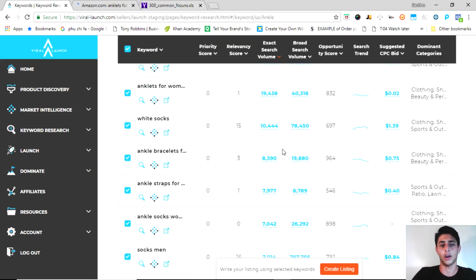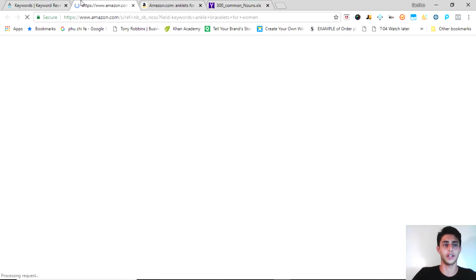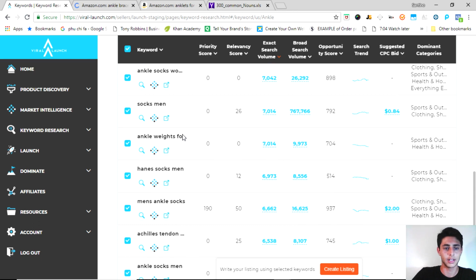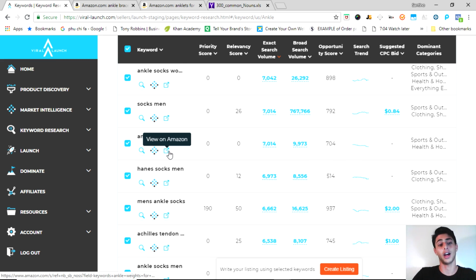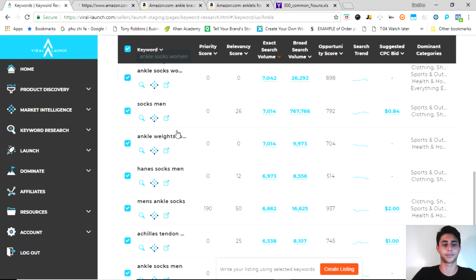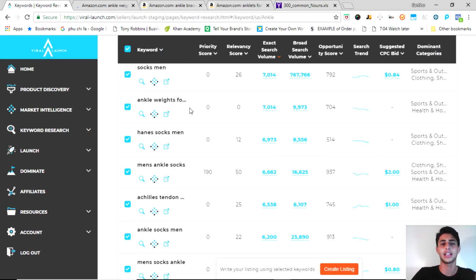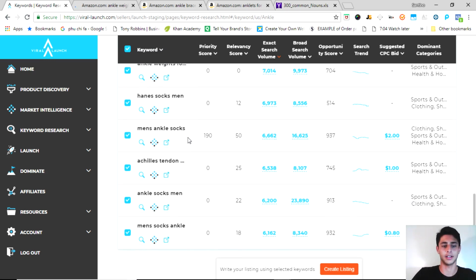Anklet bracelets, 8,000 monthly searches, opportunity score of 964, but a kind of high CPC bid, but we'll just check it out anyways. And ankle weights for women, opportunity score of 704, exact monthly search volume of 7,000, and there's not even a suggested CPC bid, which probably means that there's not enough data to actually give an accurate bid price. And what that usually means is that there's not that many people bidding for this keyword or this search phrase. And if I ever say keyword, search term, search phrase, they all mean the same thing, just a heads up.